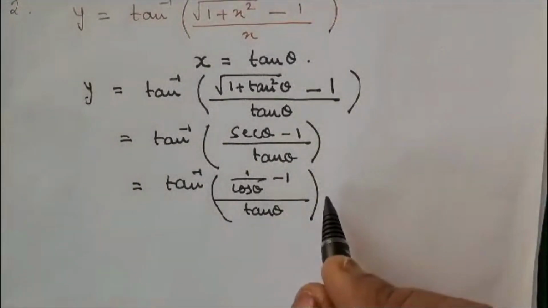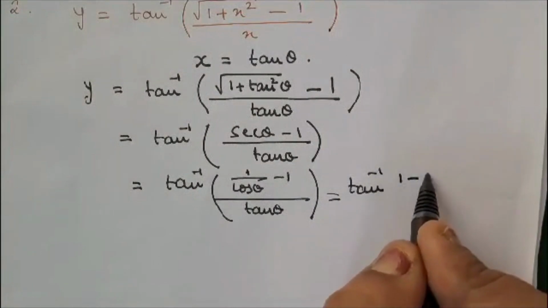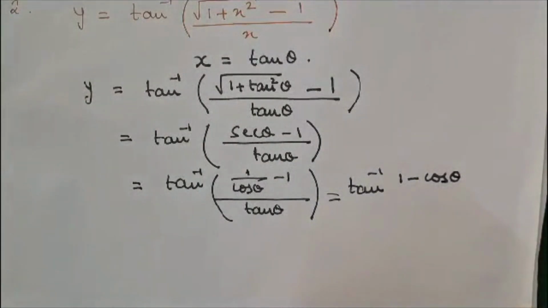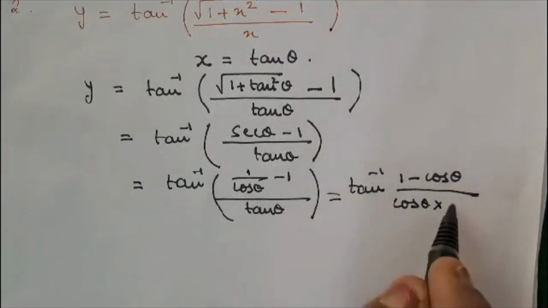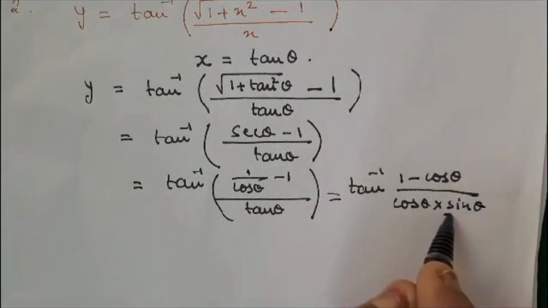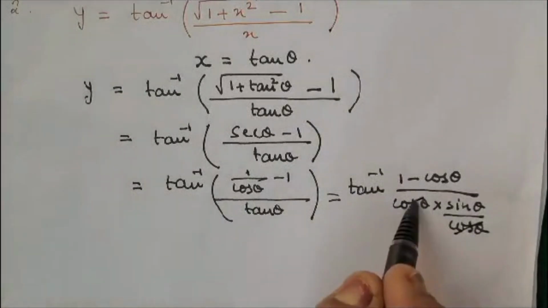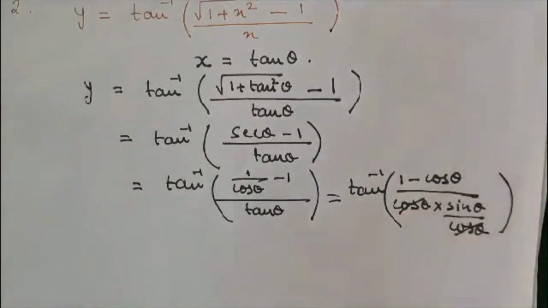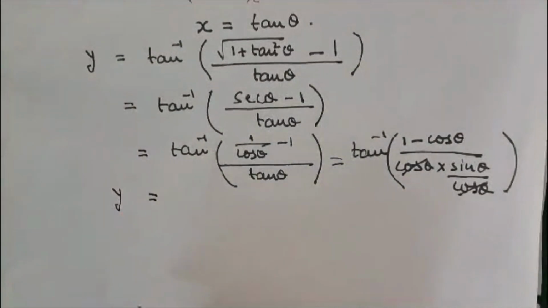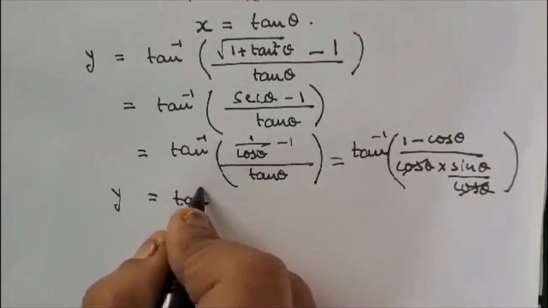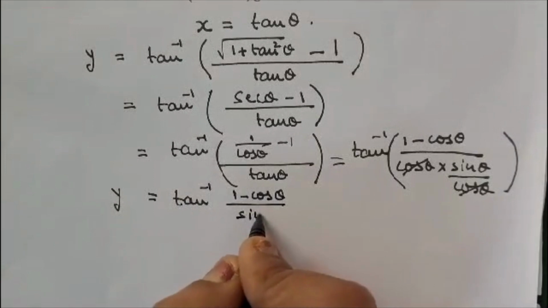So this 1 by cos theta minus 1, I can write as tan inverse of (1 minus cos theta) whole by cos theta, and this tan theta I can write as sin theta by cos theta. So my cos theta gets cancelled. So what I am getting is y is equal to tan inverse of (1 minus cos theta) by sin theta.